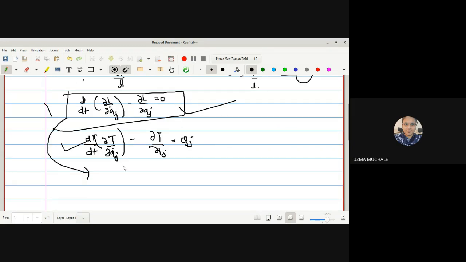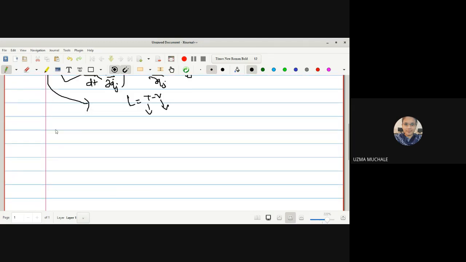So what we need here, in this equation, is that first we should find L, which is equal to T minus V. For that, first we need the kinetic energy and the potential energy. That's why I will start with the kinetic energy.